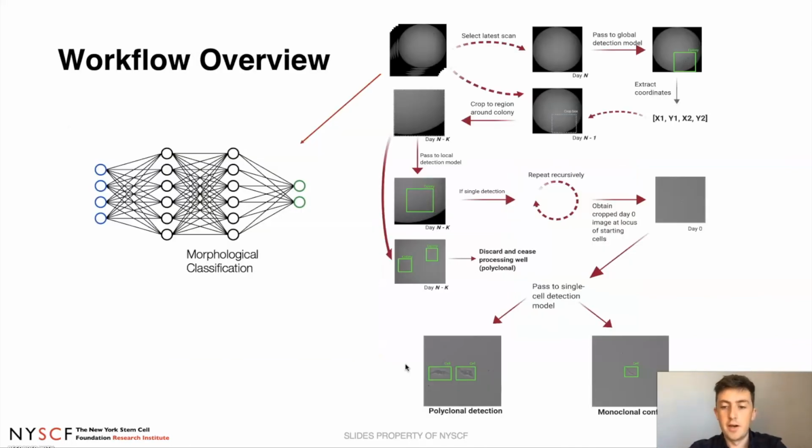This is just a rough, very broad overview of the workflow, where it will try to reach the day 1 image. If it does, it will count the number of cells. Otherwise, if at any point in that recursive zone shrinking process using the intermediate detection model it detects any more than one colony, it will simply declare the well to be polyclonal and cease processing that well. We obviously integrate this with other things such as morphological classification, but I won't have a huge amount of time to go into that here.